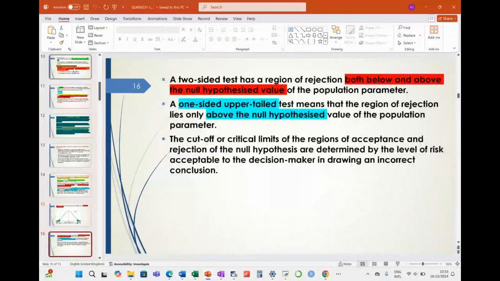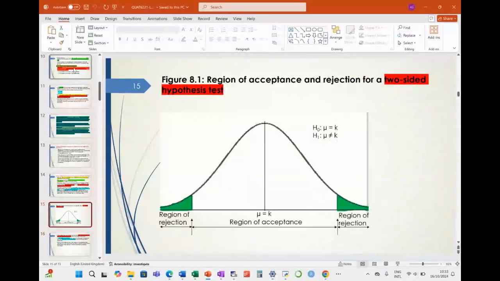So, you're saying the part that is shaded green is accepted or rejected? Sorry, I lie. It is the region of rejection. Sorry, region of rejection.